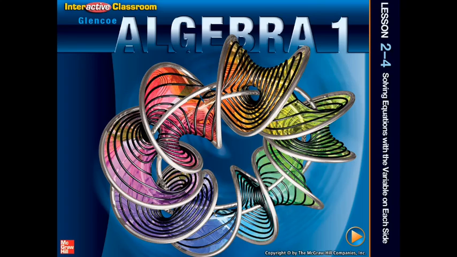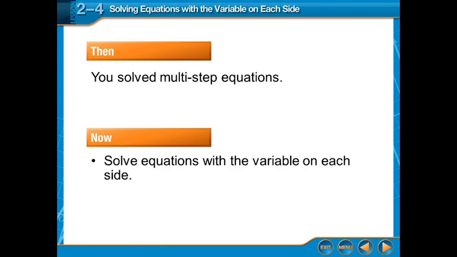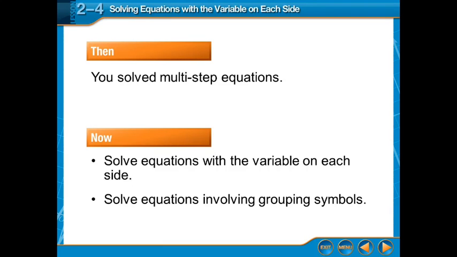Algebra 1, this is Chapter 2, Lesson 4, Solving Equations with Variables on Each Side. In the past you've solved multi-step equations. By the end of this lesson, you should be able to solve equations with a variable on each side and be able to solve equations involving grouping symbols.